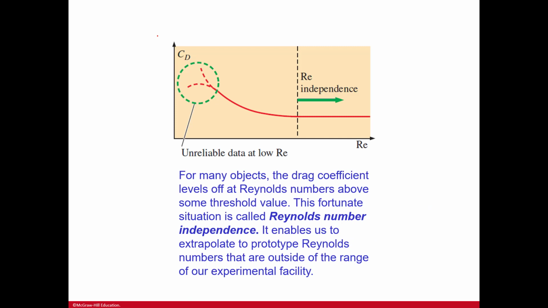So here, this is talking about the Reynolds number and how you get independence. So here, unreliable data at low RE, but the higher the Reynolds number, the better the data. So for many objects, the drag coefficient levels off at Reynolds numbers above some threshold value. This fortunate situation is called the Reynolds number independence, when you kind of break out of that unreliable area. It enables us to extrapolate to prototype Reynolds numbers that are outside the range of our experimental facility. So that's saying if you don't have the access or ability to use that experimental facility, you can extrapolate the prototype Reynolds numbers.